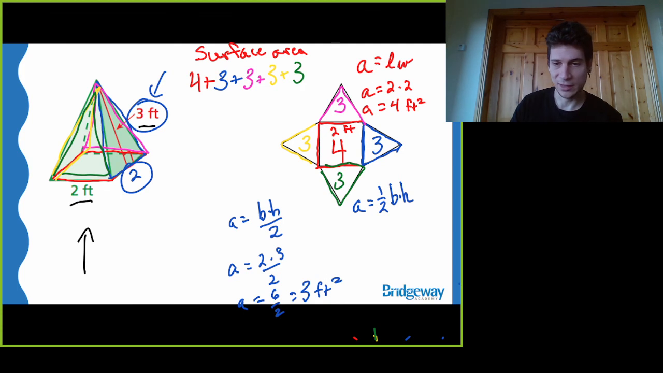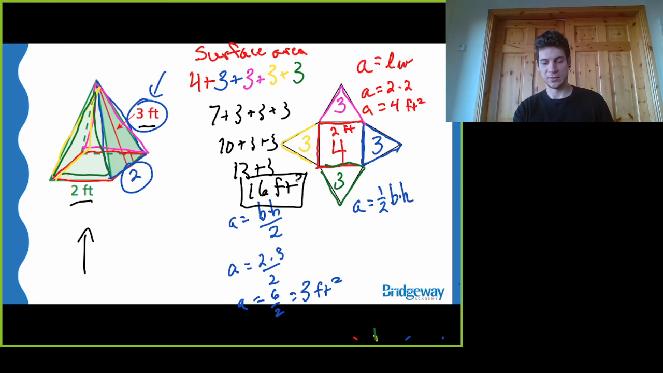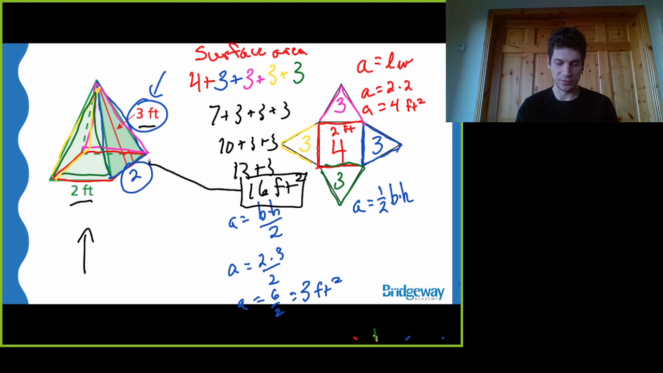If you wanted to add them all up, sure, let's do it real quick. All right, 4 plus 3 is 7, plus 3 is 10, plus 3 is 13, plus 3. Our final answer is 16 feet squared is the surface area of this square pyramid.